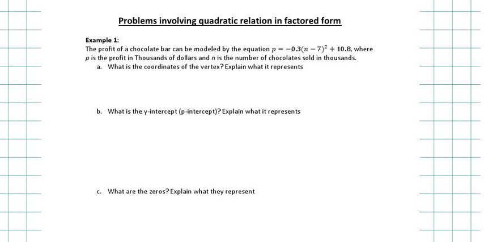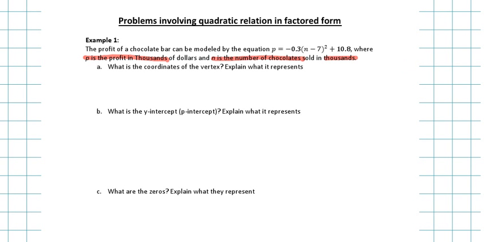So the profit of a chocolate bar can be modeled by the equation P equals negative 0.3 (n minus 7) squared plus 10.8, where P is the profit in thousands of dollars, and N is the number of chocolates sold in thousands. So these are very important things that we need to know. You need to make sure that you know what each letter represents and in what unit or quantity.